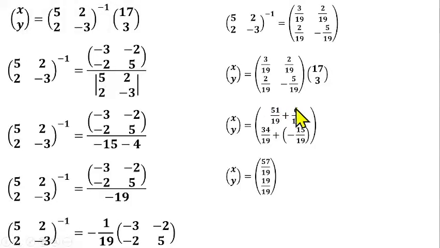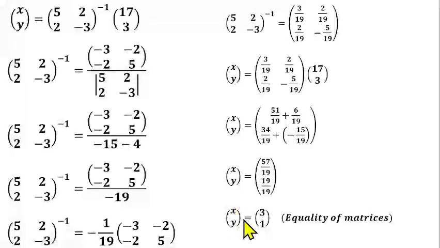That gives us 51 plus 8, that gives us 57 over 19. Then plus and minus give us a minus, so you have 34 minus 15 over 19, that gives us 19 over 19. So 19 can go in 57, that gives us 3. 19 can go in 19, that gives us 1. So you have the column matrix X, Y equals the column matrix 3, 1. And with the idea of equality of matrix, that means X will be equal to 3, then Y will be equal to 1, which is the same answer we got when we solved this question using Cramer's rule.